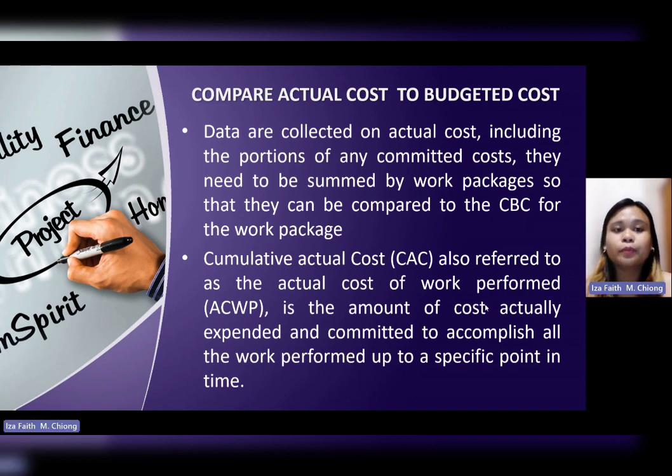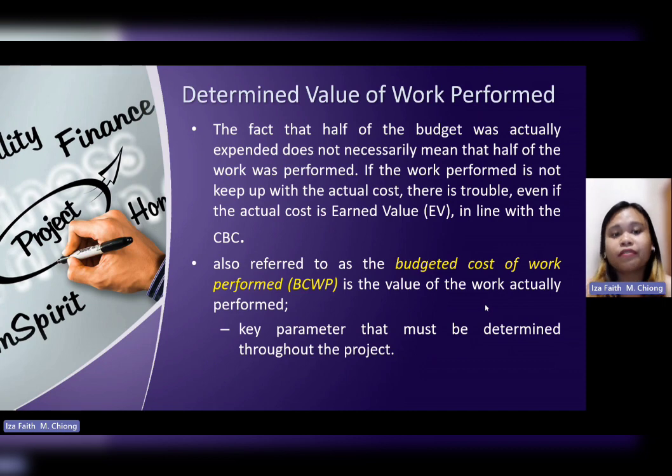Next, determine value of work performed. So the fact that half of the budget was actually expended does not necessarily mean that half of the work was performed. If the work performed has not kept up with the actual cost, there is trouble. Conflict, even if the actual cost is in line with the CBC.